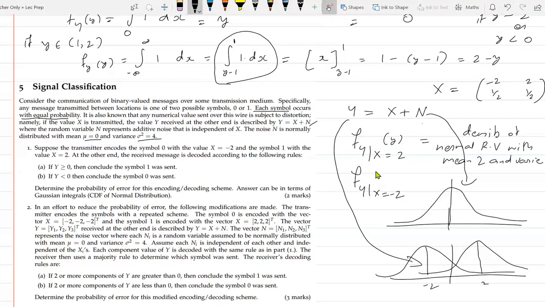Now what is the question asking? I'm sending you this message y, and you will decode things as follows. If y is positive, you will conclude that I had sent you the message 1. And if y is negative, you will conclude that I had sent you the message 0. You don't know what I sent, but this is what you are going to do at your side. What is the probability of error of the decoding scheme?